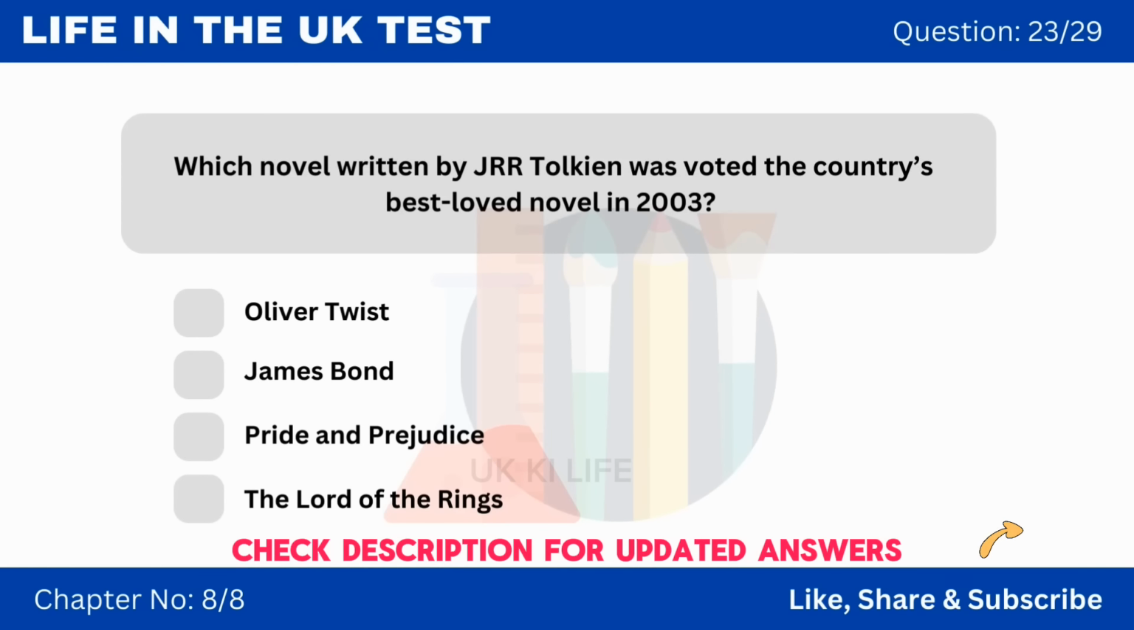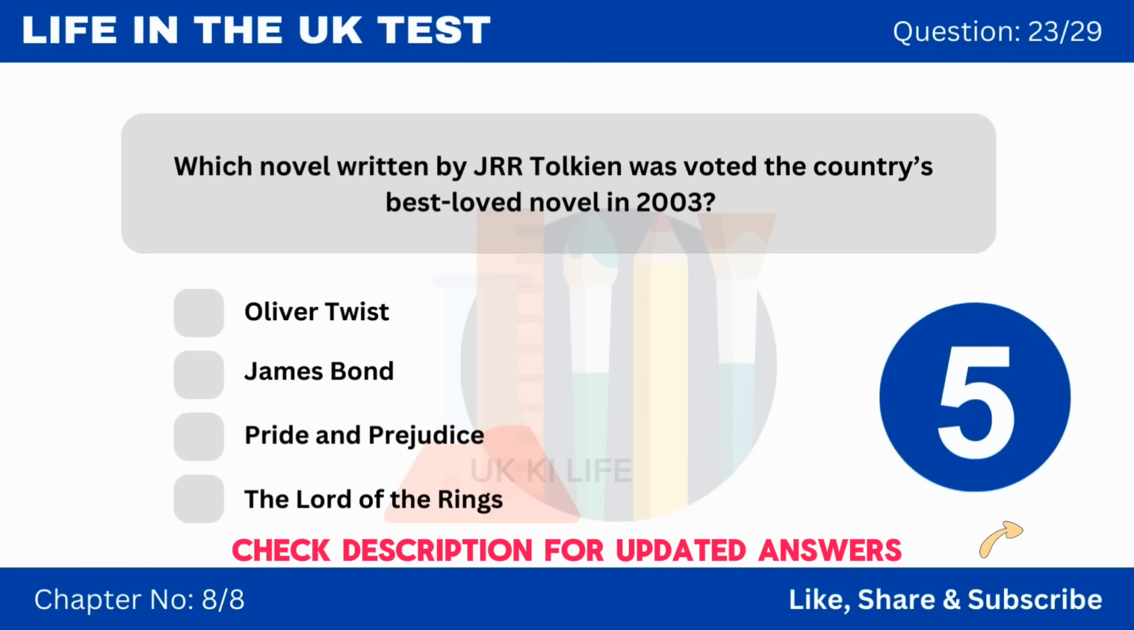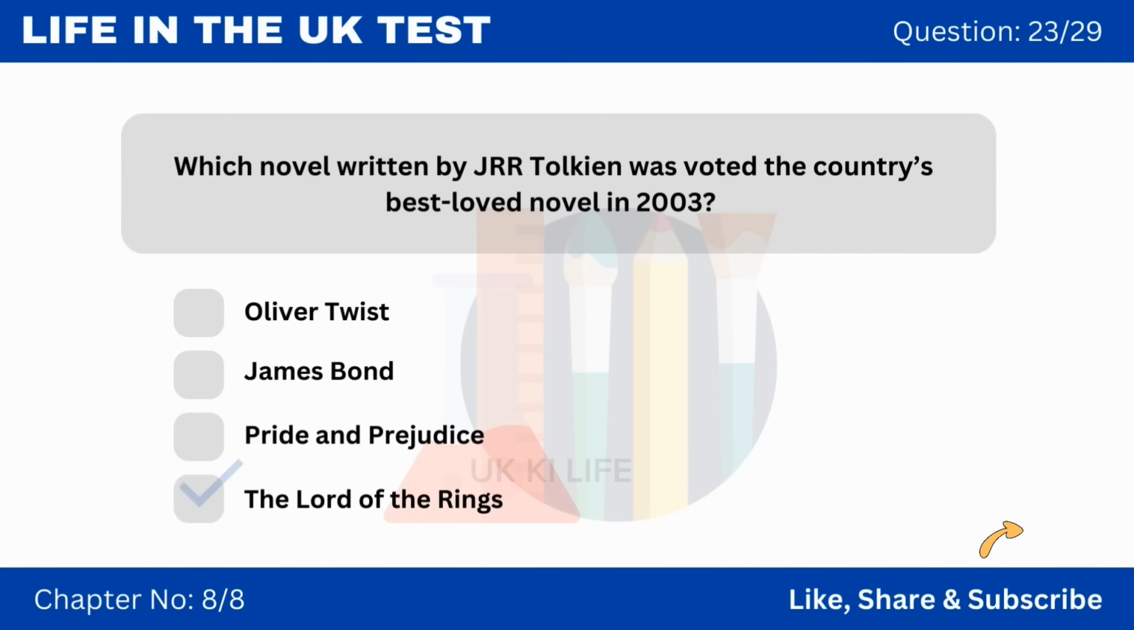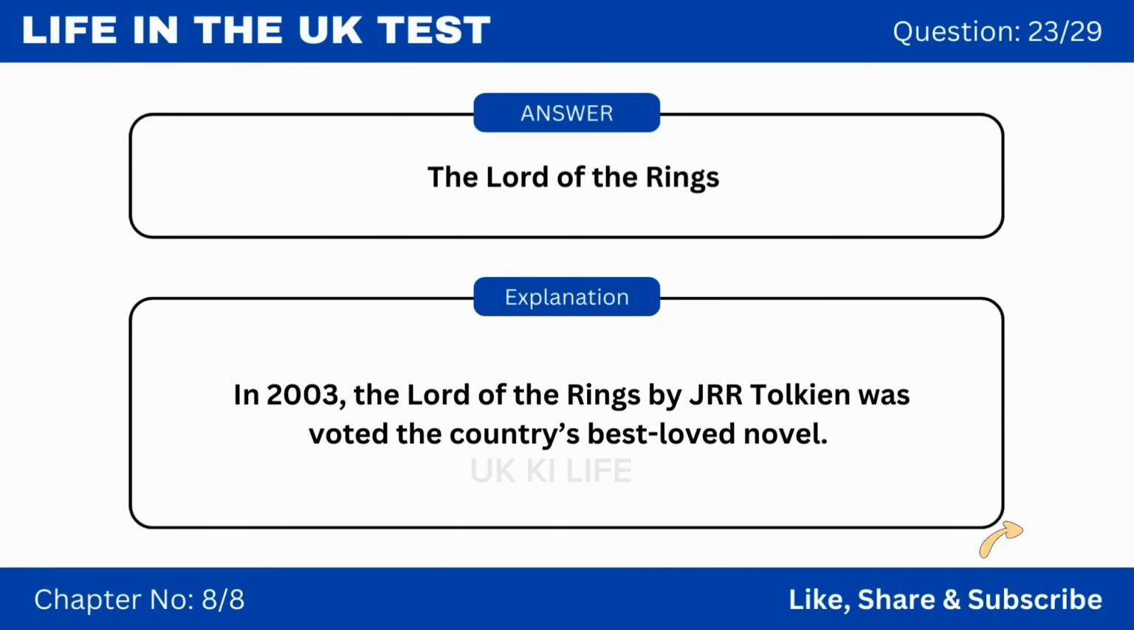Question 23. Which novel written by J.R.R. Tolkien was voted the country's best-loved novel in 2003? Oliver Twist, James Bond, Pride and Prejudice, The Lord of the Rings. The correct option is D. Explanation. In 2003, The Lord of the Rings by J.R.R. Tolkien was voted the country's best-loved novel.